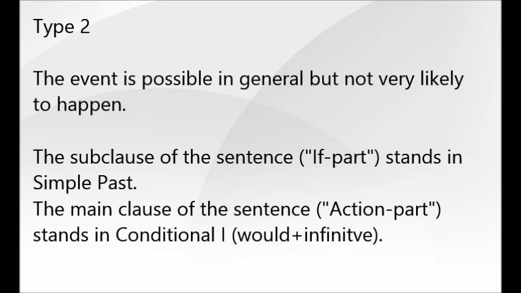So let's continue with type 2. We use type 2 of the conditional clauses if the event is possible in general, but not very likely to happen. So in this case, the subclause of the sentence, the if part, stands in simple past, and the main clause of the sentence, so the action part, stands in conditional 1, which is constructed with would and the infinitive.